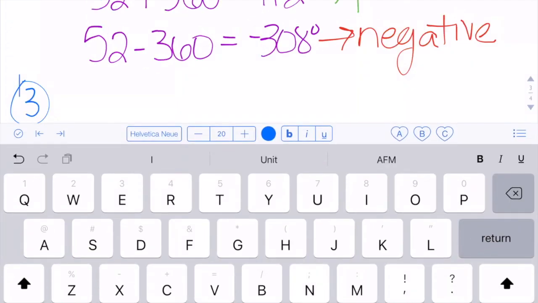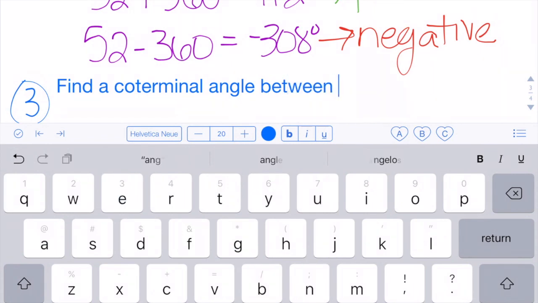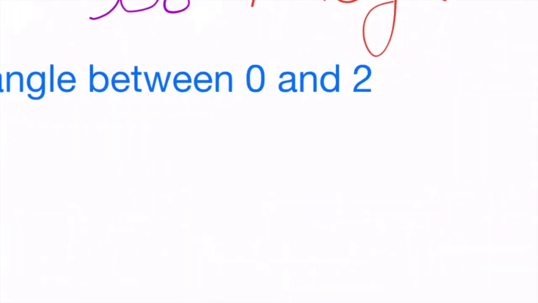Example 3 says find a coterminal angle between 0 and 2 pi. And I'll write in pi here.